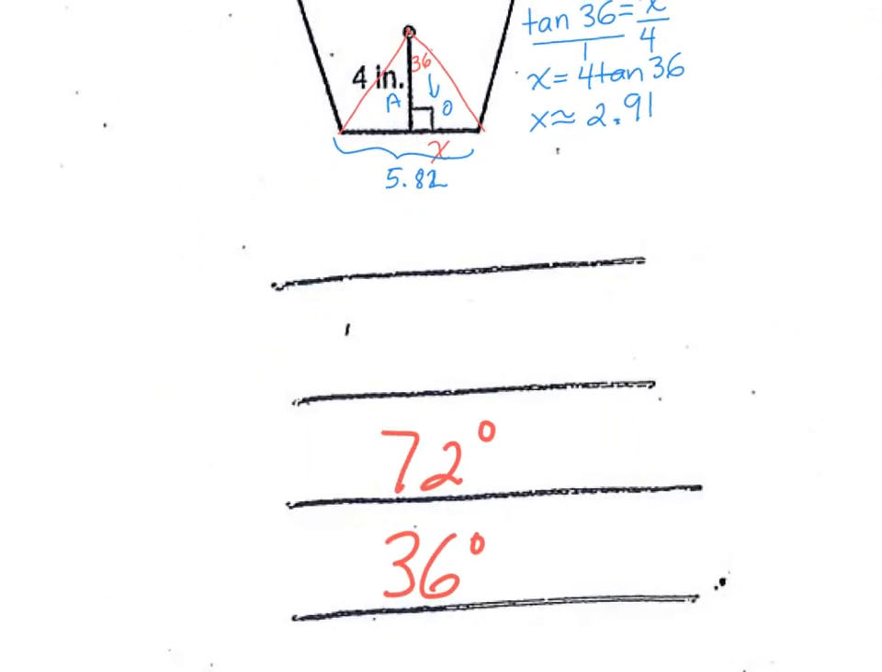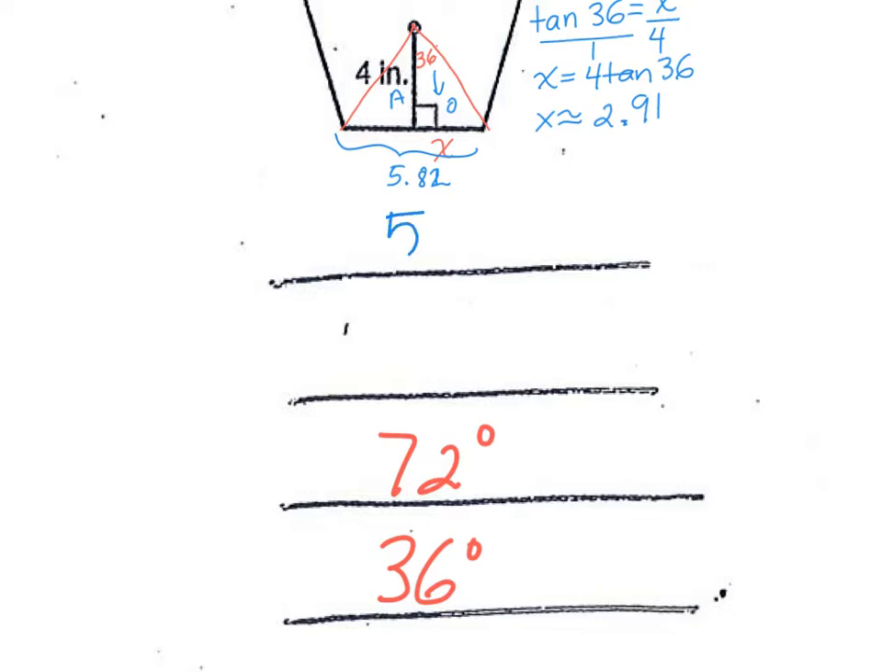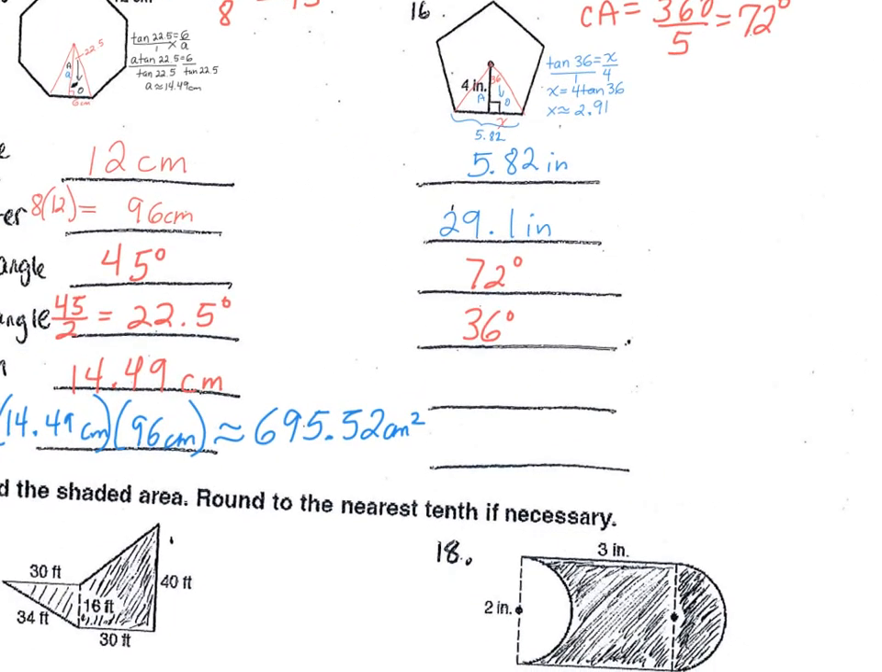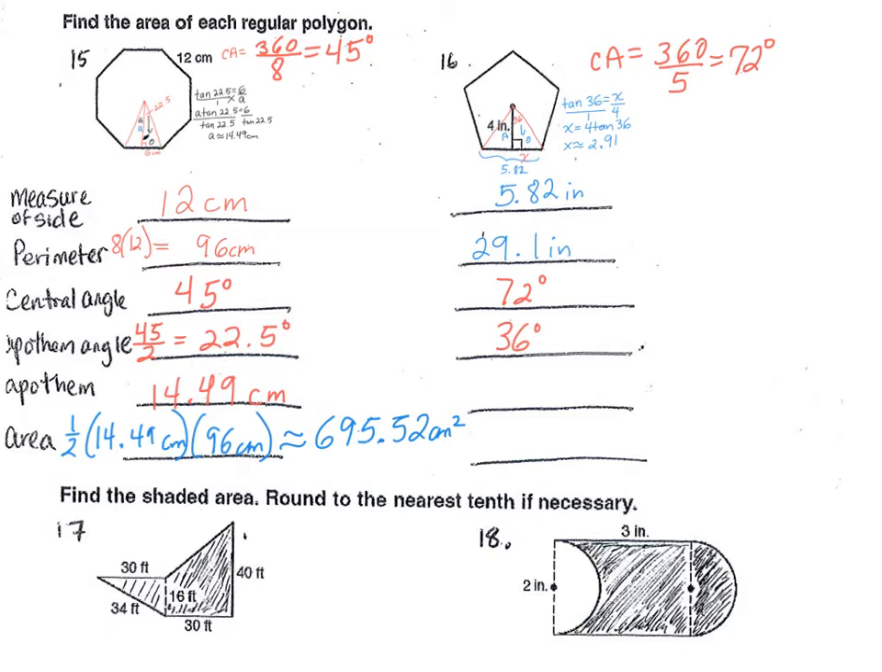29.1. Okay, so let me put that here. So the side, just give me 1 minute. 5.82 inches. Perimeter is 29.1 inches. And then when you put that into the formula, the apothem is 4. That was given. So plugging that into the formula, 0.5 times 29.1 times 4, and the area is 58.2 square inches. And that was the answer for number 16, okay?